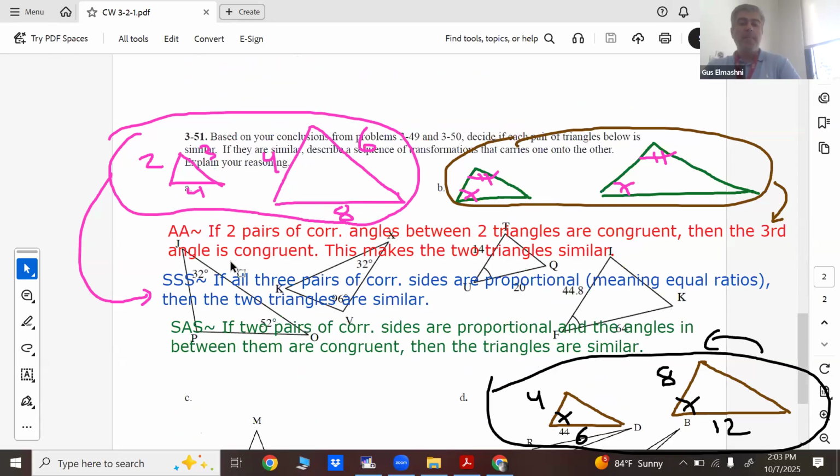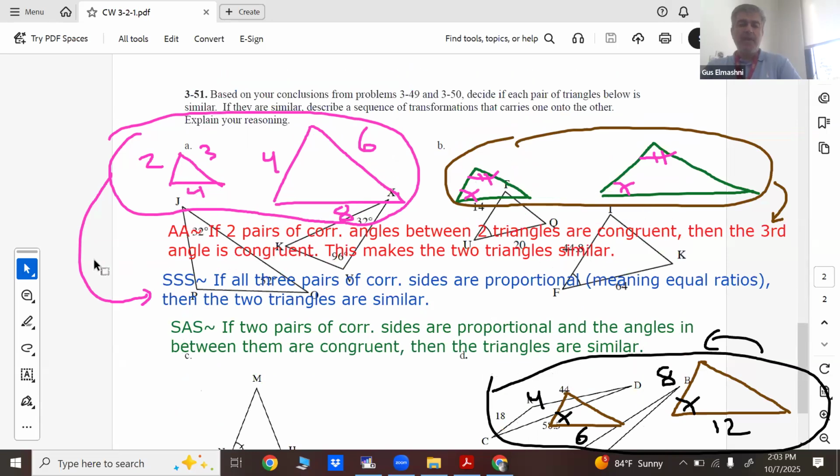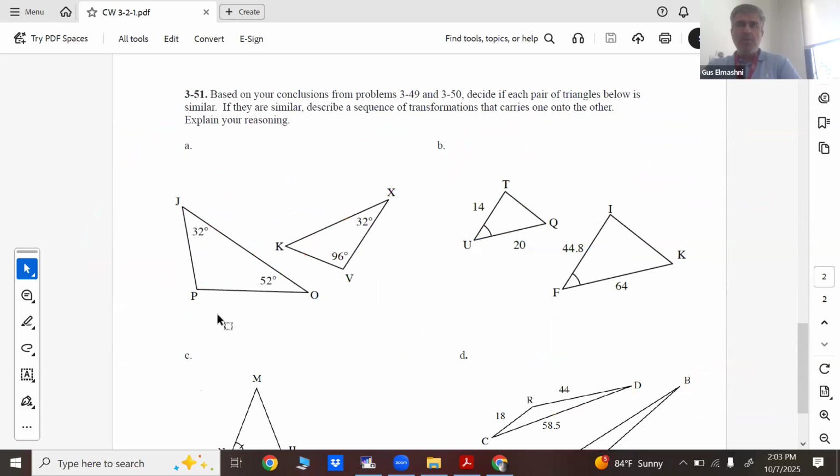For similarity, yeah. Okay, so here we go, guys. Let's take a look at 351. So if someone can read the instructions, Connor, can you read the instructions for 351? Based on your conclusions from problems 349 and 350, decide if each pair of triangles below is similar. If they are similar, describe a sequence of transformations that carry one onto the other. Explain your reason. Okay, so let's look at part A. We probably want to find the missing angle.